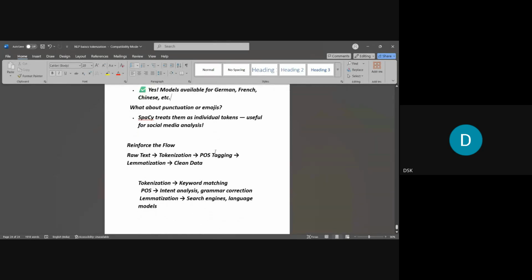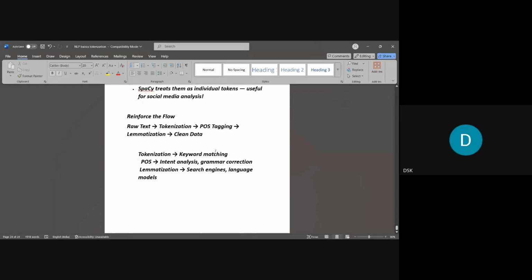So to reinforce the flow: raw text goes to tokenization, then POS tagging happens, then lemmatization happens, and there comes the clean data. Basically, tokenization and keyword matching, then POS for intent analysis and grammar correction, and lemmatization for search engine language models.